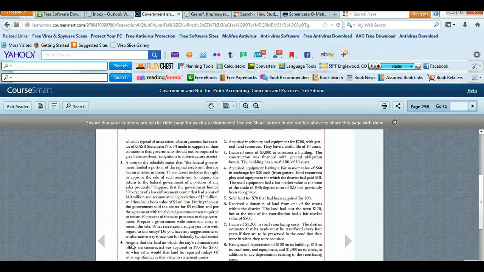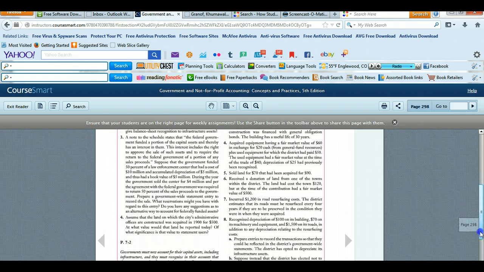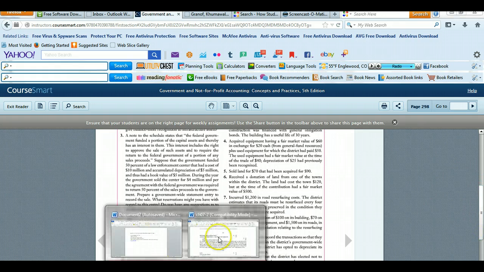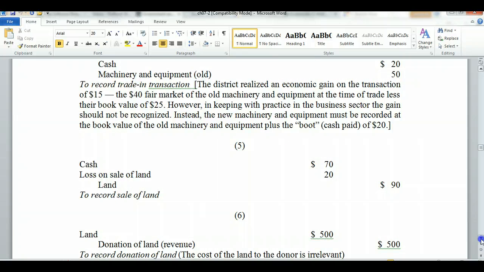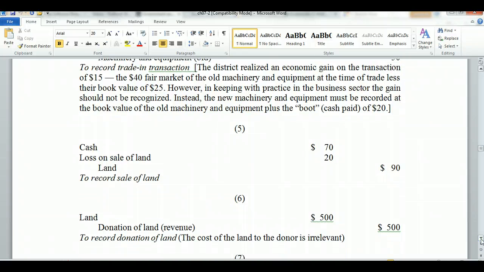Next, we sold land for 70 that we acquired for 90. Again, this is just going to be like for-profit in the government-wide. We will show that we received 70 in cash. We will take the land off the books of 90. And as a result, we're going to have a loss on the sale of land of 20.